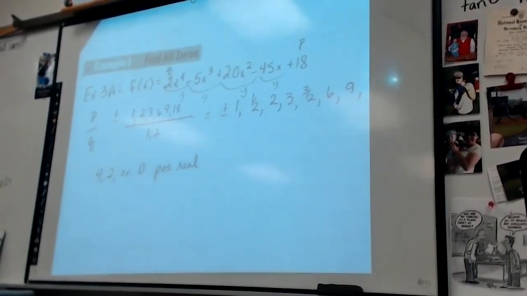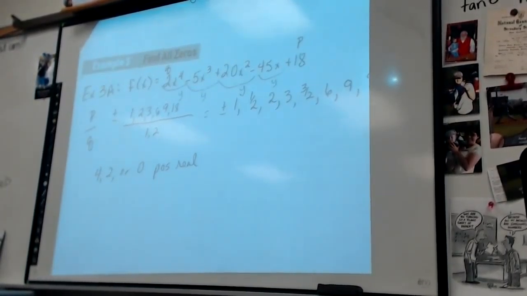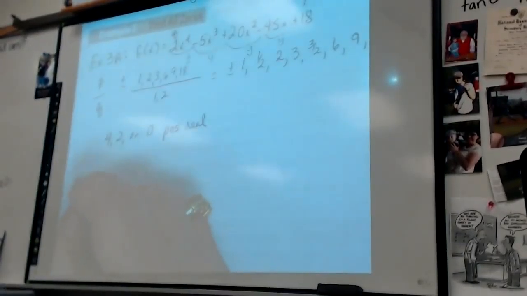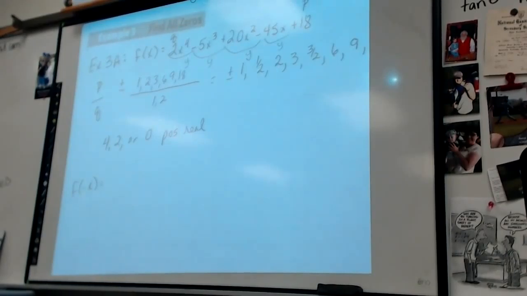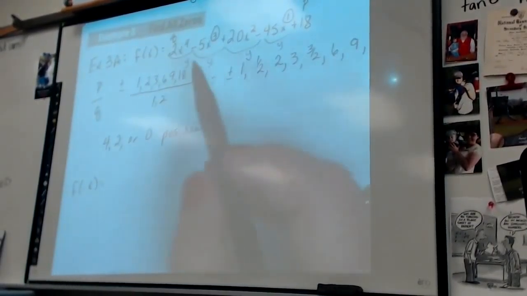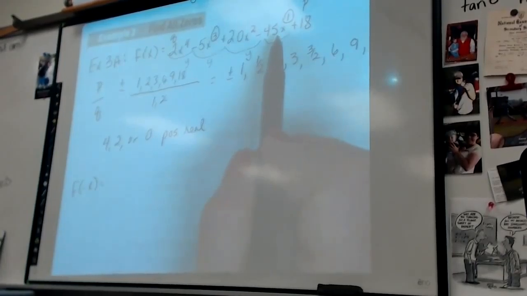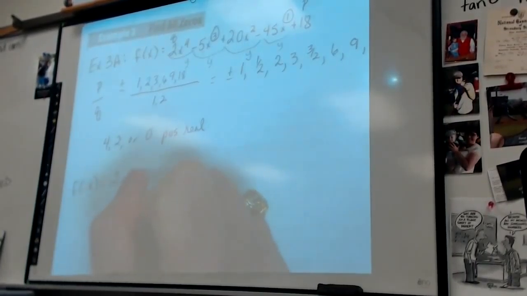That's not extremely helpful because we could have up to 4, we could have none, okay? So maybe f of negative x will be a little bit better. So now, f of negative x is going to be, what signs are going to change? The coefficients of the terms with odd exponents. Not odd coefficients, so don't get that in your mind. So the negative 5x cubed will now be positive, and the negative 45x will now be positive. So we have 2x to the 4th plus 5x cubed plus 20x squared plus 45x plus 18.